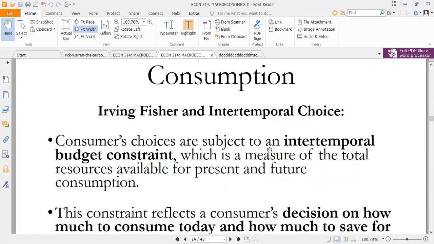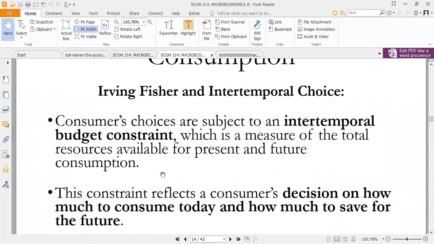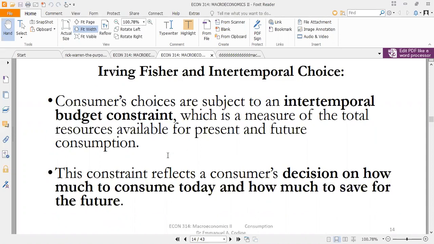All right, so this is what I said earlier. The consumer's choices under this model depend on the intertemporal budget constraint, which measures the total resources available for both present and future consumption for this consumer. Okay. So this constraint will tell us the decision that this consumer is going for, regarding how much to consume today, how much to save today, so that you can use it to consume in the future.